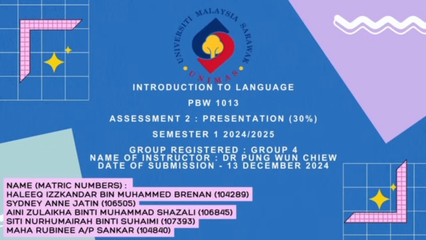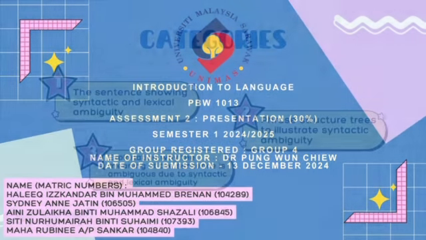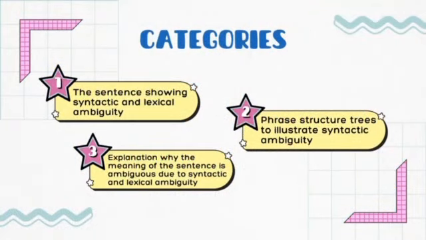My friends and I are going to present about ambiguities in sentences. Let's dive into the categories. Our presentation is about ambiguities in sentences, which are syntactic ambiguity and lexical ambiguity. We are also going to be presenting about language change.